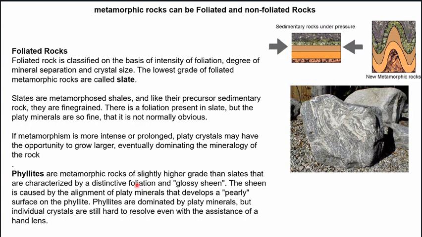Phyllites are metamorphic rock of slightly higher grade than slates. They are characterized by distinct foliation, because the minerals have been stretched in one direction, so that they now have a glossy sheen. This sheen is caused by the alignment of the platy minerals that developed. It gives it a pearly surface.